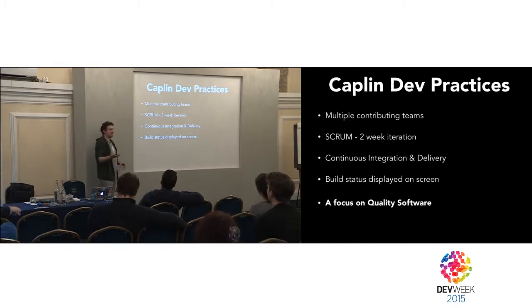So continuous integration is an important part of this process, and Kaplan were doing Agile like 10 years ago. Scrum, 2 week iterations, continuous integration and delivery, and a build status, and people have to wear chicken hats if they check in and things break and so on. And the real focus is building this quality style software.